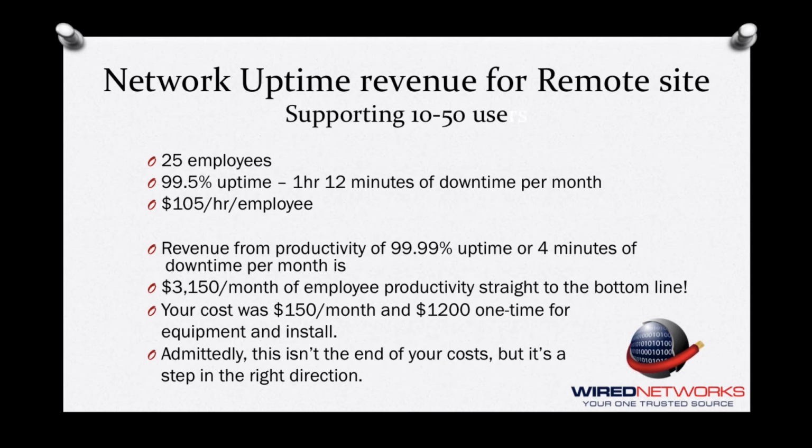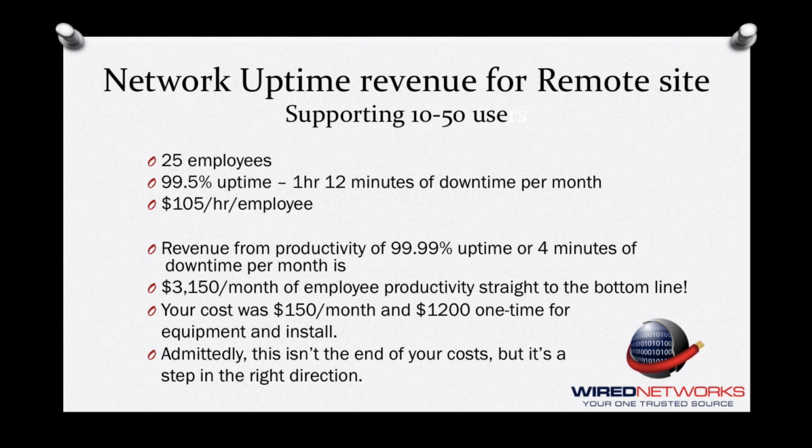So let's get into the numbers real quick on a network uptime revenue for a remote site. Again, 10 to 50 users is what we're supporting on the network. We're going to, in this case, say 25 employees, just use a good round number. 99.5% uptime is what we currently have, and what we're trying to achieve is 4 nines. So that's 1 hour and 12 minutes per month versus 4 minutes of downtime per month. Again, we'll use that $105 per hour per employee. The money returned to the bottom line for just this one remote location is $3,150 per month.